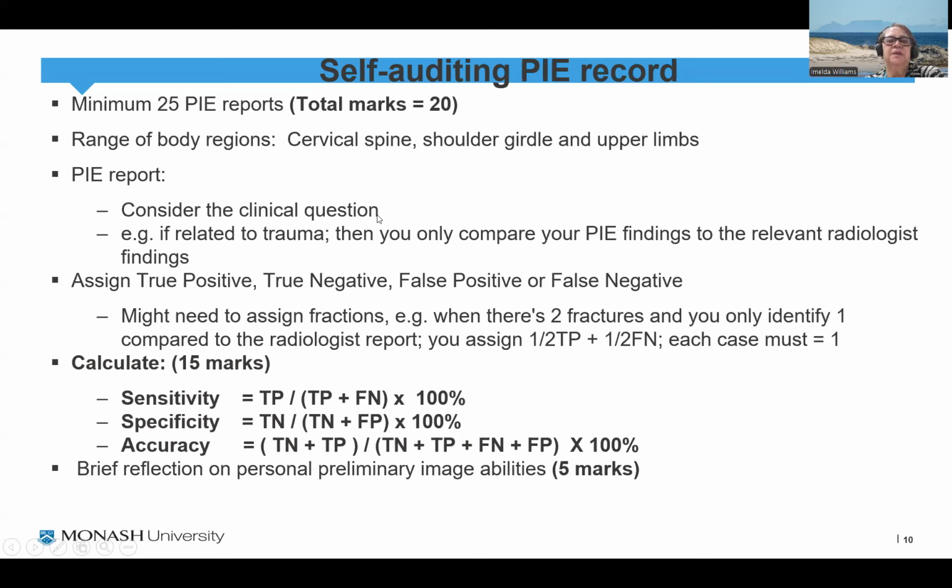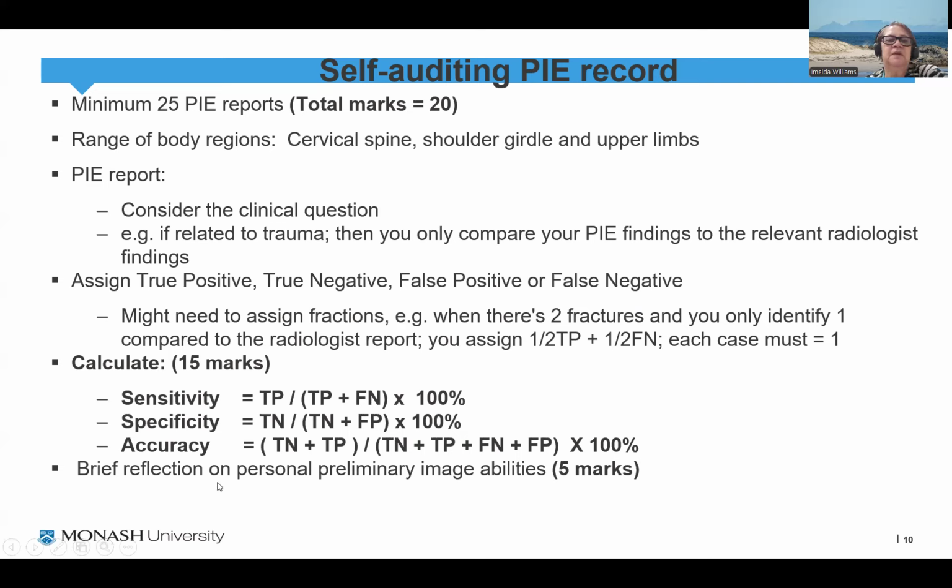So if it is related to trauma, you only need to compare those PIE findings that are relevant to that of the radiologist report. Because quite often when you look at the radiologist report, they write much more. They will include other findings such as maybe osteoarthritic changes, which is not relevant, and that part you can ignore.